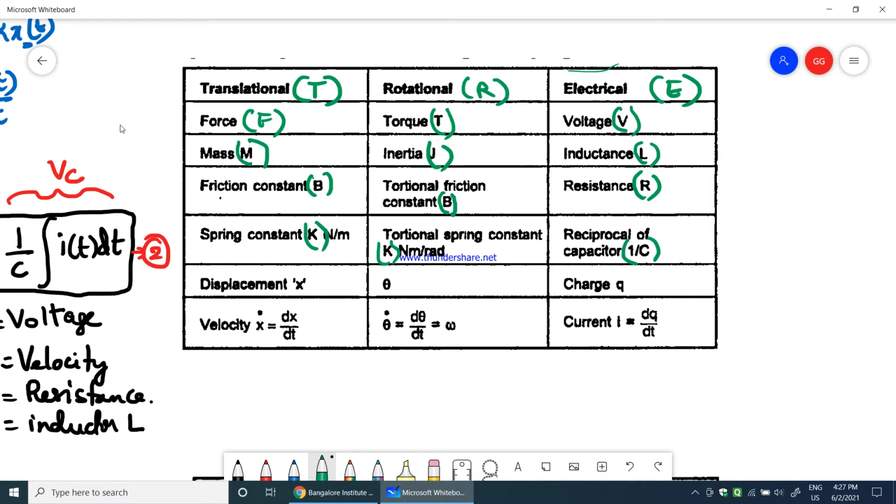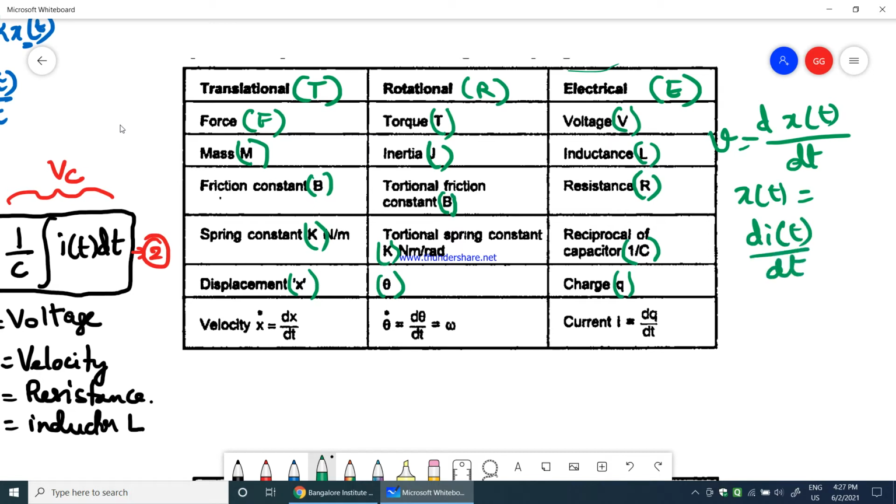Similarly, displacement x in translational and angular displacement theta in rotational will be equal to charge q. See, I have differentiated x of t, displacement, in terms of time for getting velocity. Now what exactly is x of t? x of t is nothing but the q. Now di of t by dt is what we need to know, which is equal to dV of t by dt. So differentiation of current is equal to differentiation of voltage.